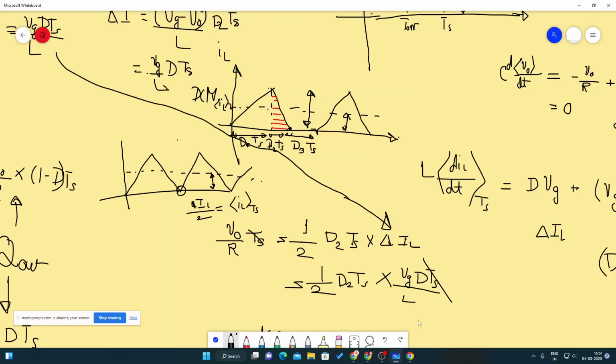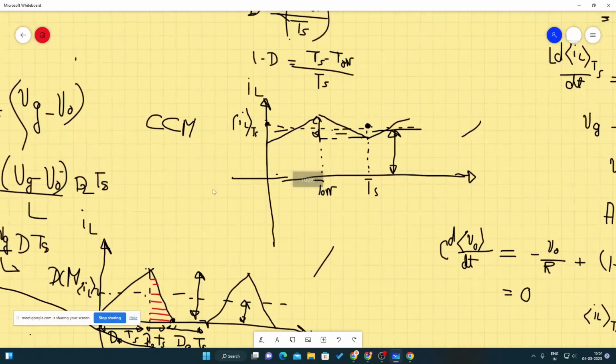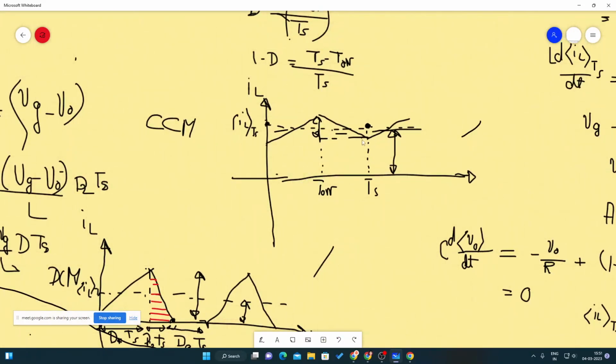Sir, but does this condition not hold for other cases, like in CCM? Can't we write this equation there? No, because in CCM, this is only applicable when this lower point is equal to zero. In CCM it is not zero; it's a finite positive value.